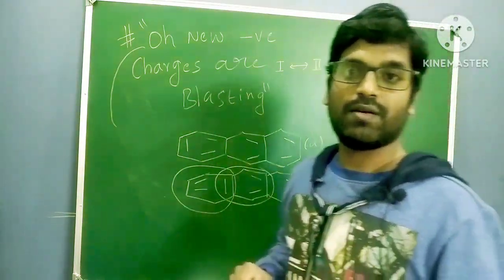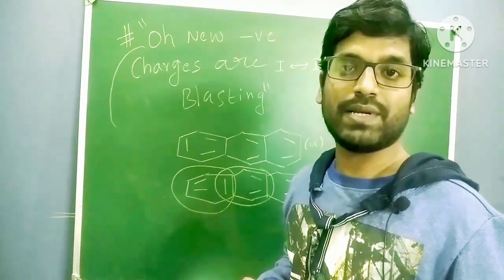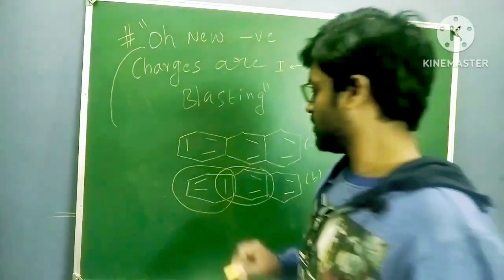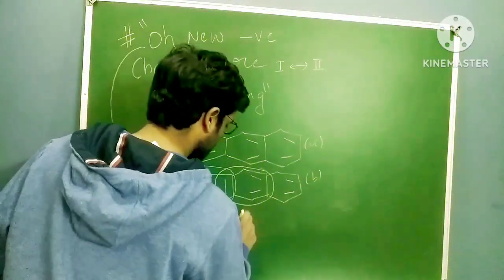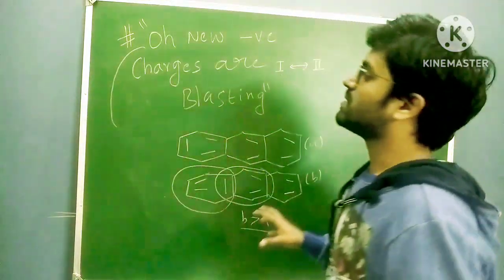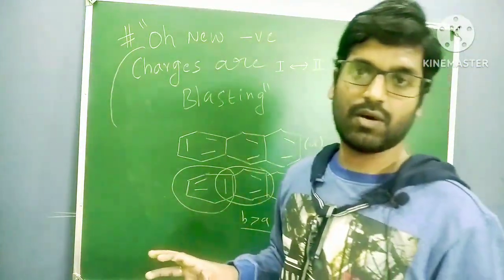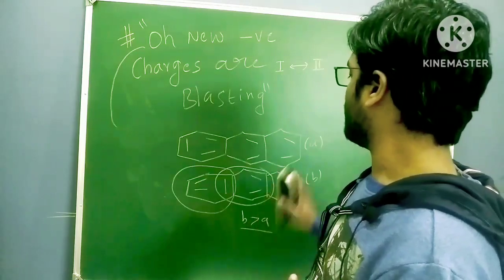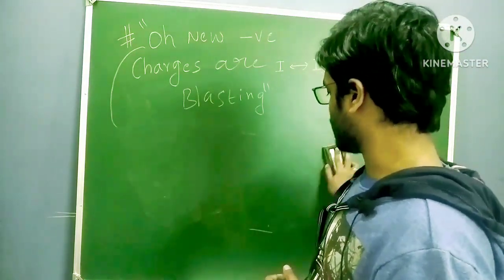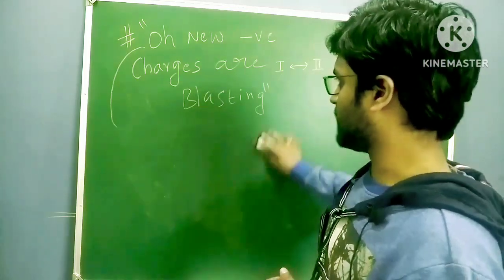Right? So whenever you have more benzene rings, the stability of that particular molecule is very, very high. So B is greater than A. So this is about the stability of the resonating structures. Okay. So if you remember this order, that is sufficient to do the questions on stability.